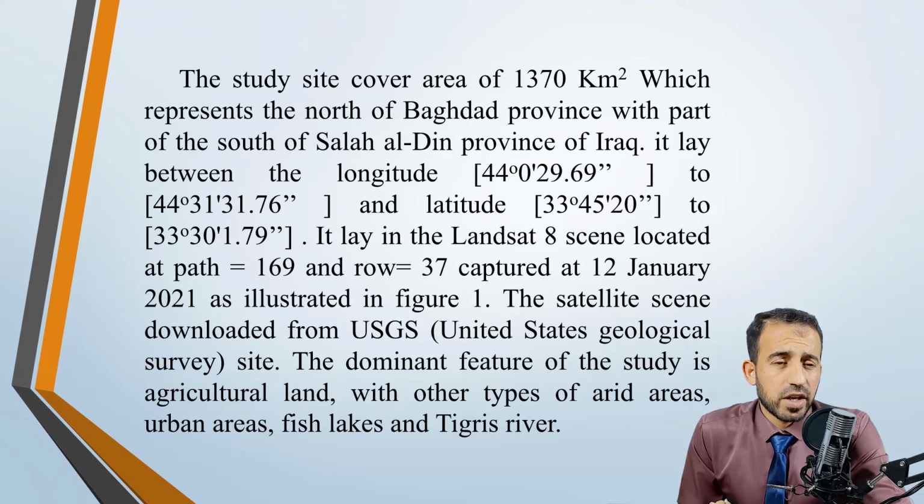as illustrated in Figure 1, the satellite scene downloaded from the USGS site. The dominant feature of the study area is agricultural land, with other types such as arid areas, urban areas, a fish lake, and the Tigris River.